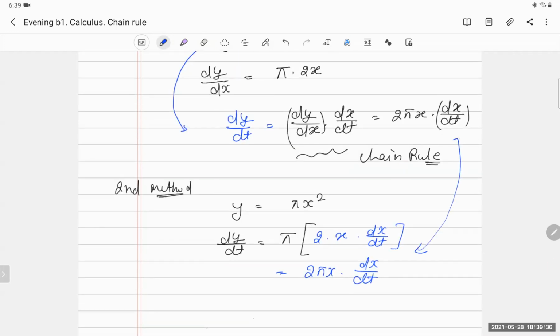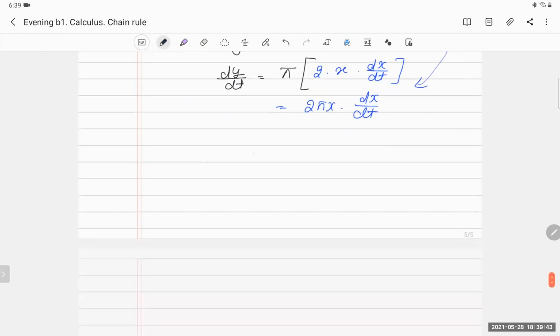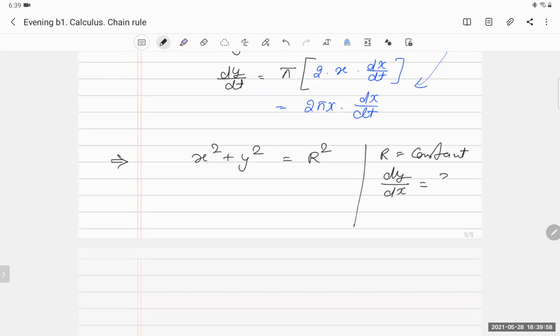Sir, can you explain the second method again? Okay, wait. I will give you one more example. Suppose I say x square plus y square equal to r square, where r is constant, and I need to find dy by dx. No, find this first.